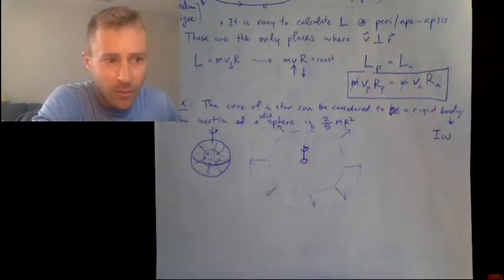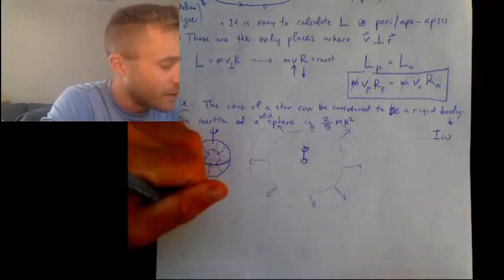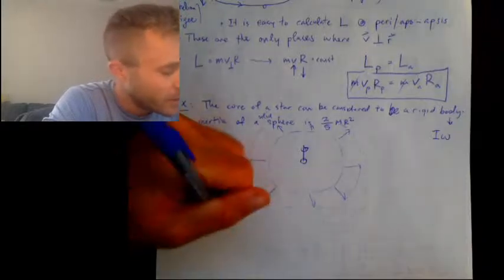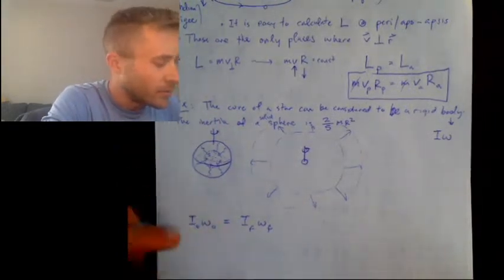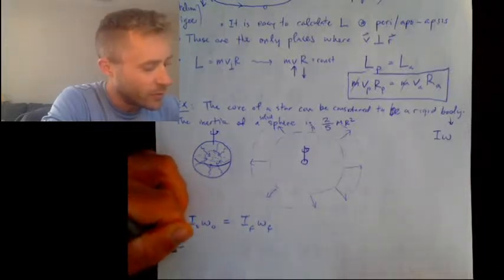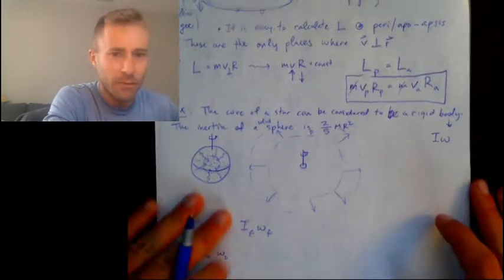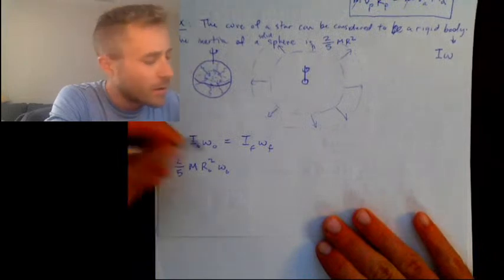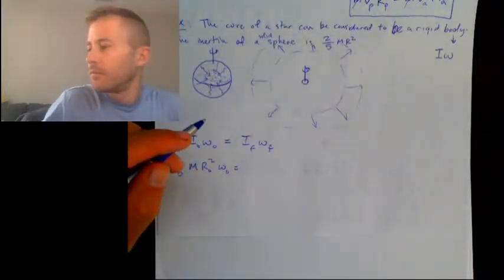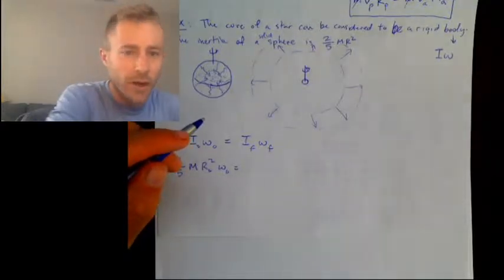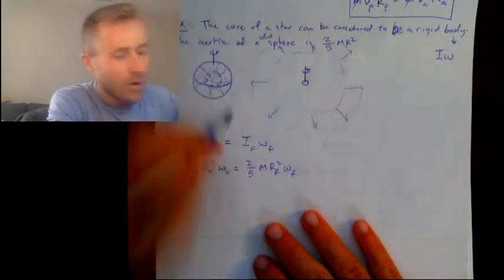Now let's talk about the angular momentum of the core of the star during a supernova. The core collapses. We have initial angular momentum, I initial omega initial, equal to final angular momentum, I final omega final. The initial inertia is 2/5 m r initial squared, using the rigid body form of angular momentum. The final inertia is 2/5 m r final squared. So r final is less than r initial.